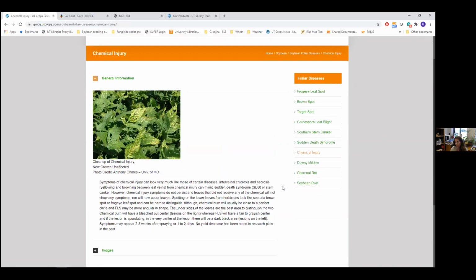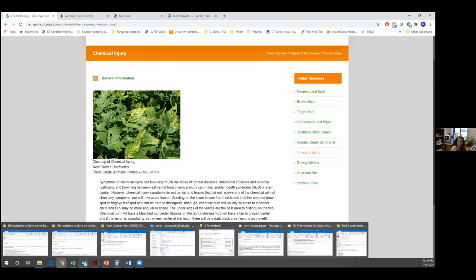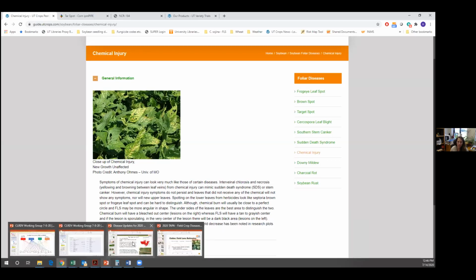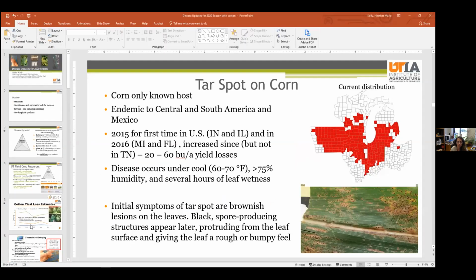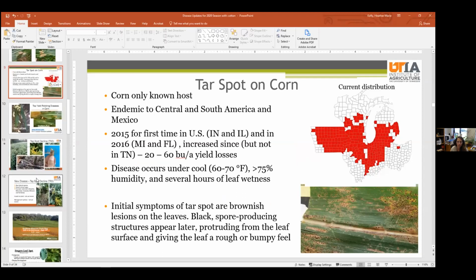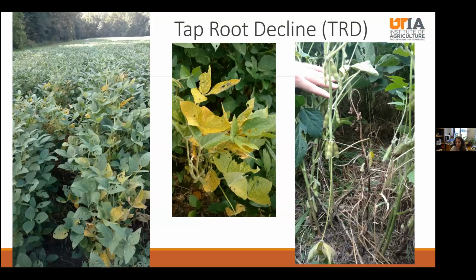And with that too, I want to talk about a newer pathogen in soybean that has been discovered in Tennessee, and to be aware of. Here it is. Taproot decline. All right. And so here, taproot decline, you look down a row, you see yellowing leaves. Closer examination, you might say, oh yeah, that looks like stem canker or maybe even SDS.